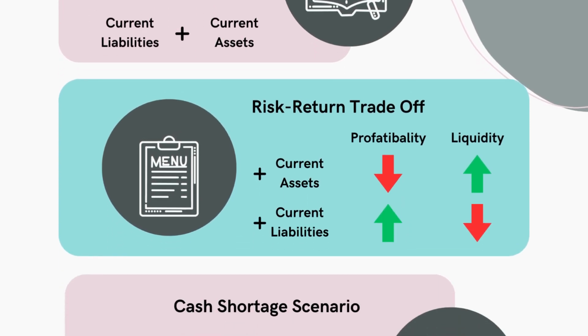In working capital management, there is a risk-return trade-off. With more assets in the company, the profitability will be lower but the liquidity of the assets will be higher. And with more current liabilities, the profitability will be higher but the liquidity of the assets will be lower.